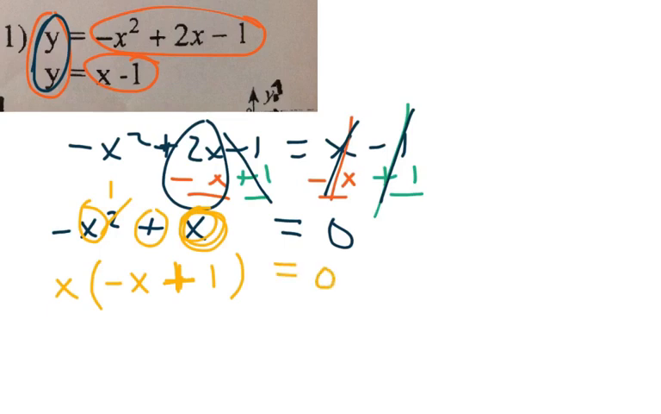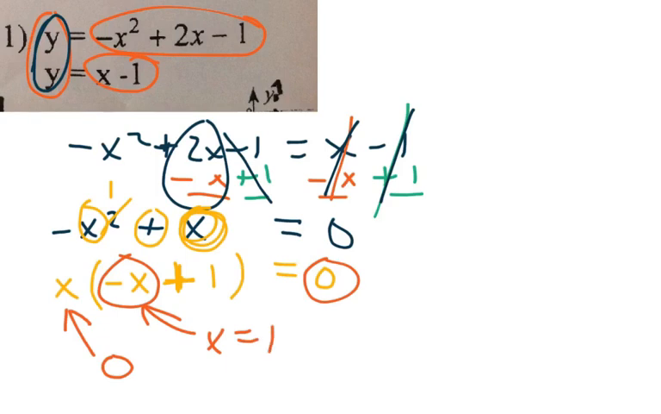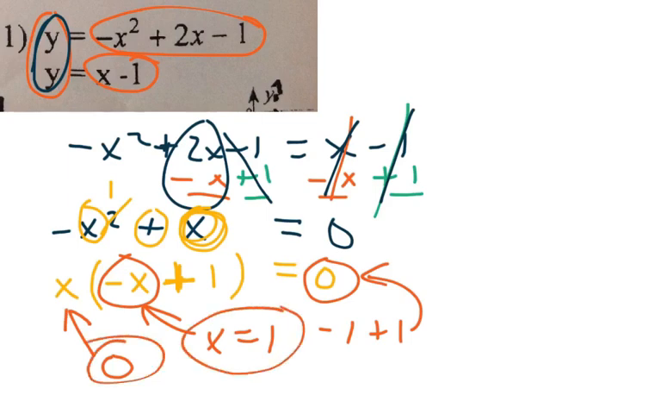And then solving it, using the zero property, what makes this factor 0 is x equals 0. What makes the other factor 0? Be careful, because it is negative x plus 1. x equals 1, because negative 1 plus 1 would be 0. So we have our two answers.